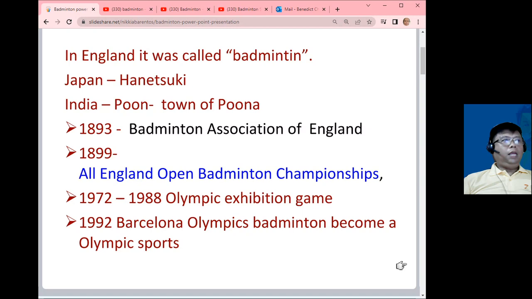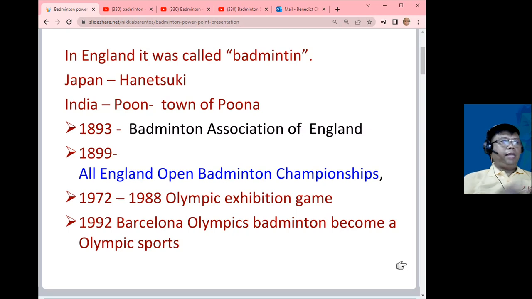So in England, the sport was actually called badminton. But in Japan, it is named hanetsuki. And in India, particularly in the town of Pune, it was named poon. In 1893, England instituted the Badminton Association of England, and in 1899 the All England Open Badminton Championships was held.